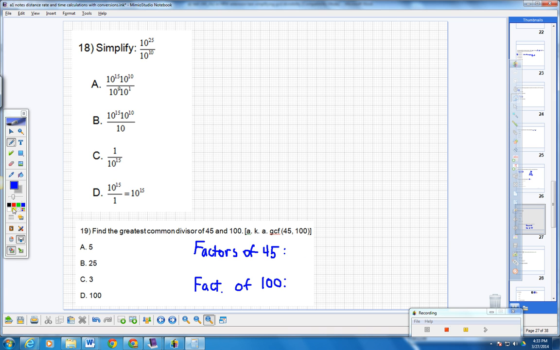We know that 45 would break down, prime factorization-wise, into 3 times 3 times 5. And we know that 100 breaks down into, well, we just did that, didn't we? 2 times 2 times 5 times 5. Multiply all those common factors together to find the greatest common factor.